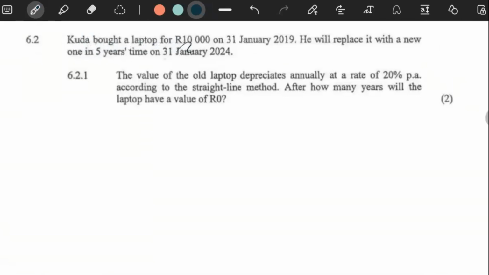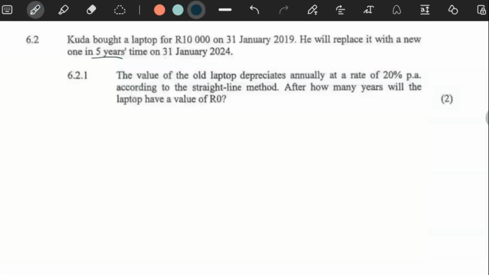bought a laptop for 10,000 rand on the 31st of January 2019. He will replace it with a new laptop in 5 years' time, on the 31st of January 2024. So with the dates, usually there isn't too much that changes when you have multiple dates being mentioned in your question. That's one thing they sometimes do to try and throw you off. But questions are usually straightforward, regardless of the dates they mention, because a lot of the information they give you will help you know what you should write.